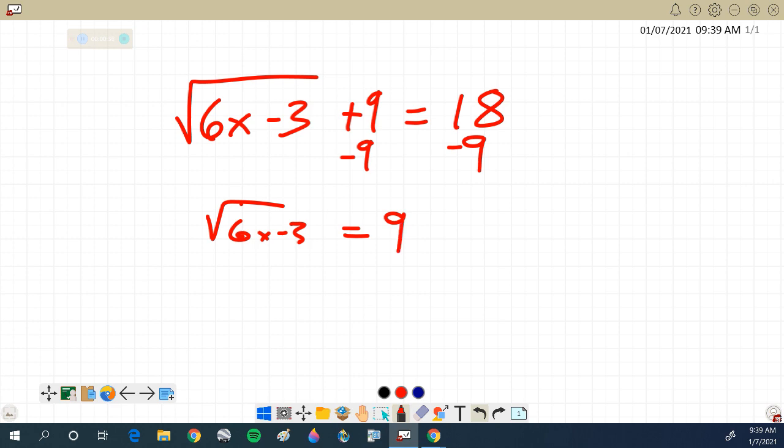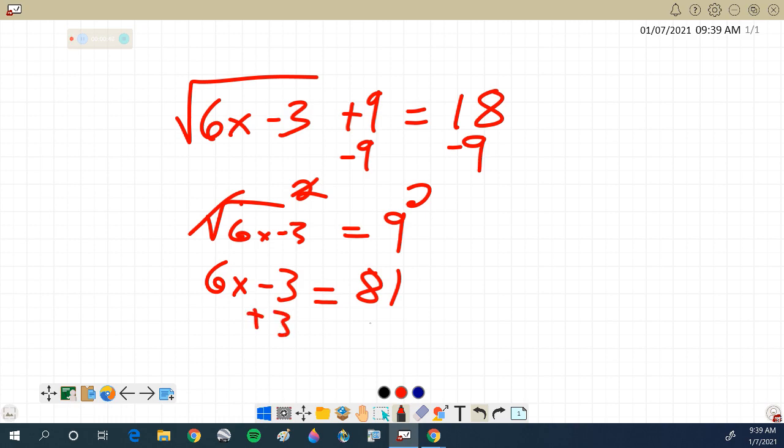Now I square both sides. And the square root and the squared cancel each other. So 6x minus 3 equals 81. Add 3. 6x equals 84. And that would be 10, 14. You're not even impressed. X equals 14.